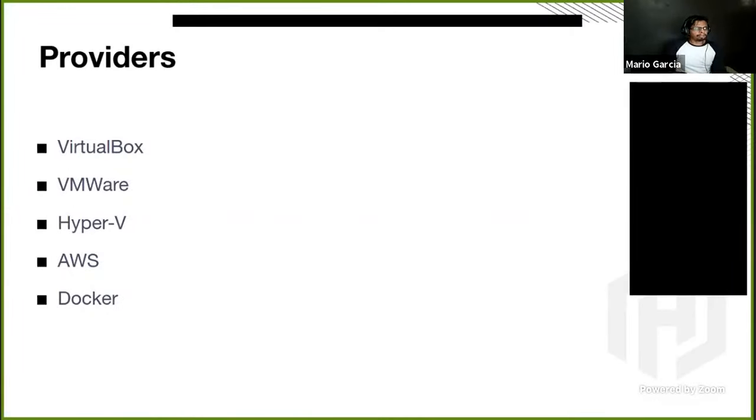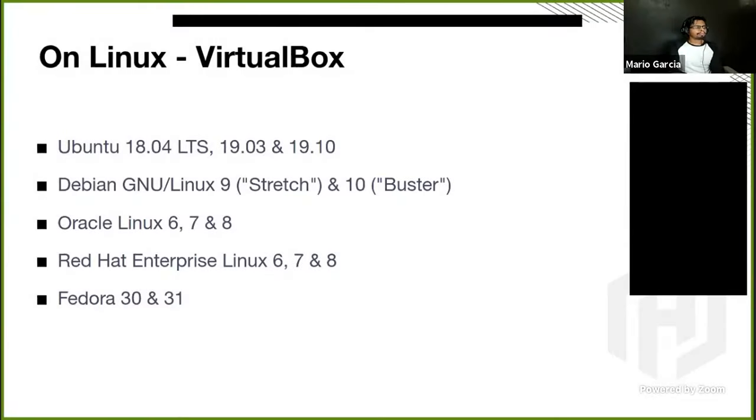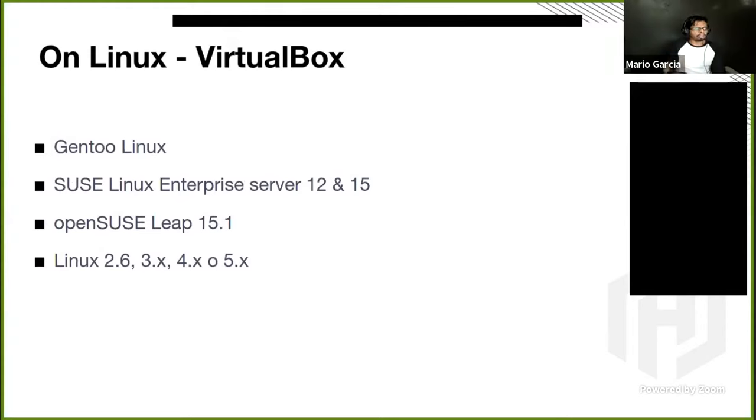And from the list of providers that are listed in the slides, I will be explaining how you can use VirtualBox and Docker for that. If you are not familiar with virtualization, VirtualBox is one of the most popular virtualization software. It has support for Windows, Mac, Linux, and Solaris as host systems, and it has support for ISO and box images. You can install VirtualBox on any listed Linux distribution with the version of the kernel, including 2.6, 3, 4, or 5.